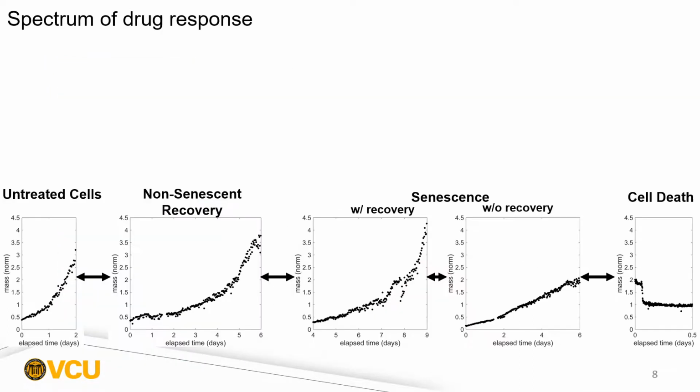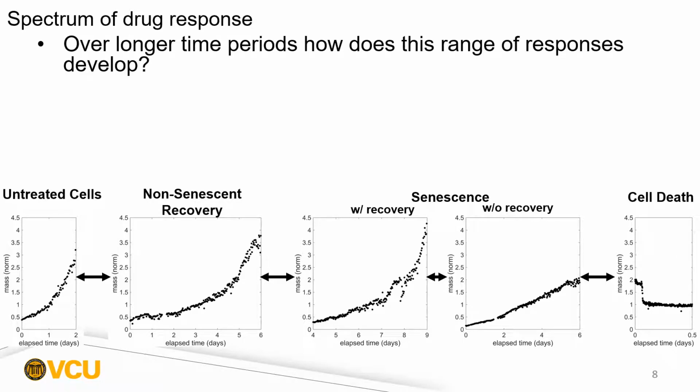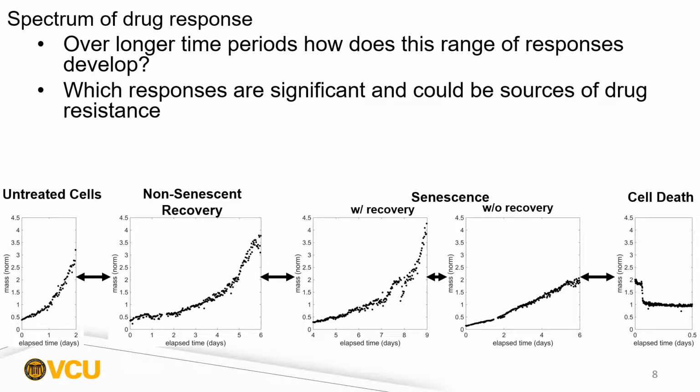But the first step of this is actually exploring what's happening to these cells, not just 36 hours after treatment, but 72 or even a couple days later. And are these cells truly resistant? So over longer time periods, how do the ranges of responses that we see 24 to 36 hours after treatment develop? And which responses are significant and could be sources of drug resistance? So, of course, continuing to grow despite drug treatment is an obvious sign of drug resistance, but is there some subtlety to what's going on, and which cells will continue to survive even days and weeks later?